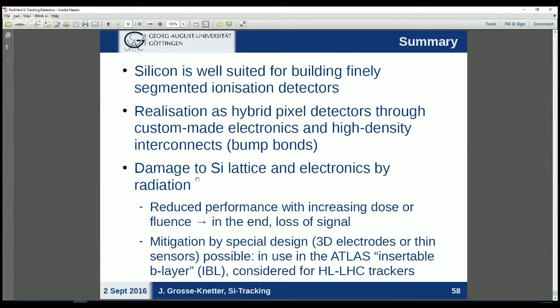One of the main challenges is the radiation damage to the silicon lattice and also to the electronics, which I didn't talk about, which potentially can lead to a loss of signal, making your detector inefficient. Mitigation can, for example, be achieved, in particular for future detectors, by special design, let it be 3D electrodes or thin planar sensors, which helps to collect the charge despite things like trapping effects. We have examples already in the new fourth layer, the Insertable B-Layer in ATLAS, and this is subject for further investigation for High-Lumi LHC trackers. Okay, that's it. Thanks for your attention.